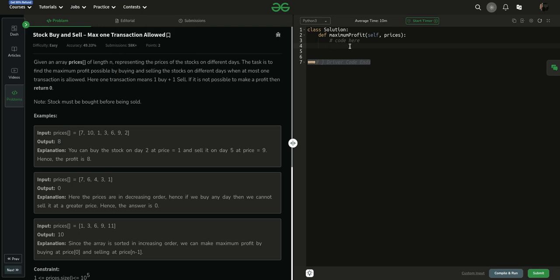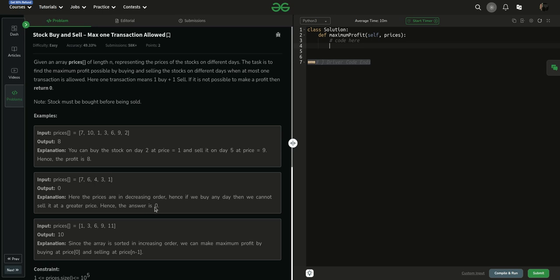And like this, we can see in this second example, 7 6 4 3 1, this is in decreasing order. If we buy on any day, then we can't sell at a greater price, because the prices are in decreasing order. Hence the answer will be 0.